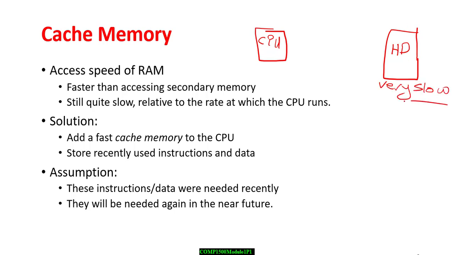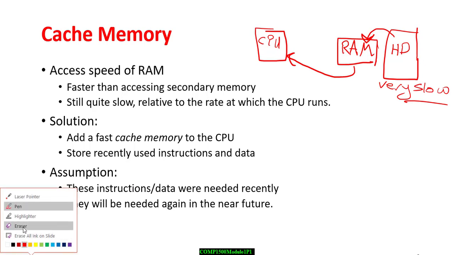So instead, what do we do? We put the RAM in the middle. All the data will go from the hard drive into the RAM. RAM will be connected to the CPU. However, RAM has become a little bit slow.